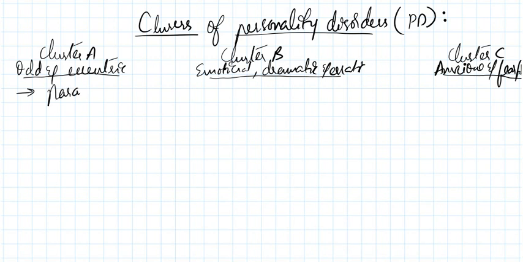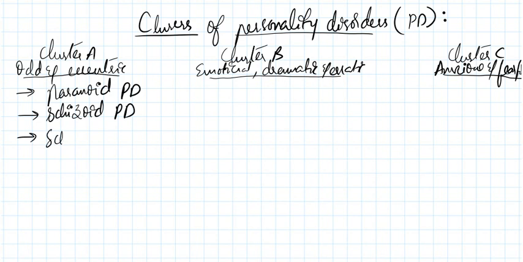Under cluster A, the first is paranoid personality disorder. I'm writing PD as a shortcut for personality disorder. The second one is schizoid personality disorder. The third one is schizotypal personality disorder.